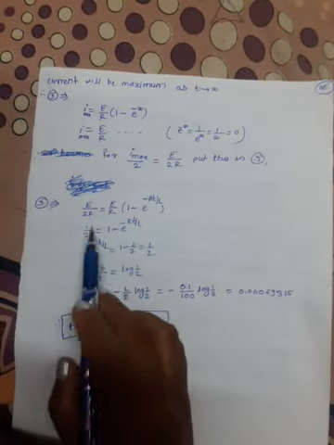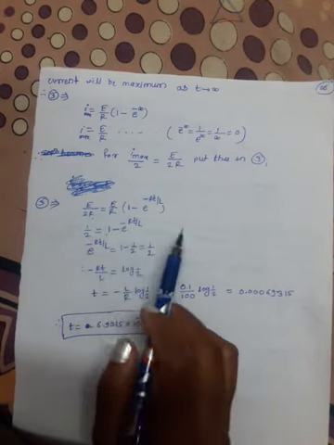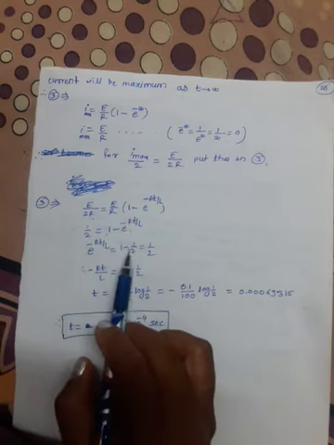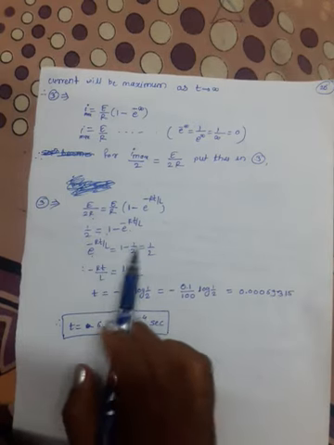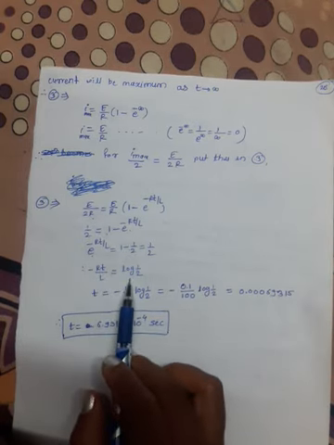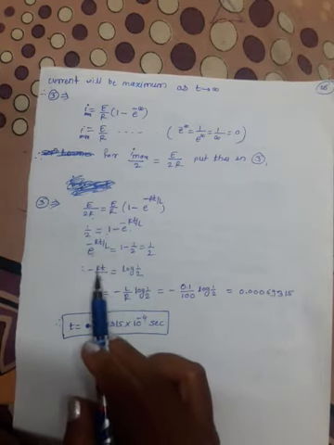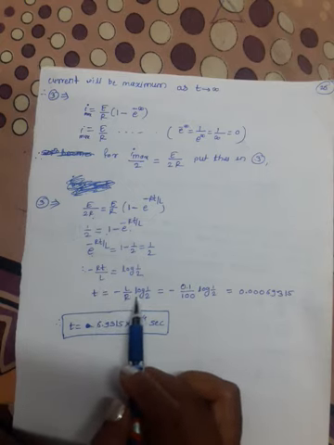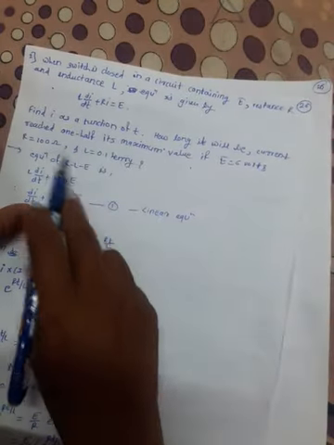Therefore by solving this, E upon R gets cancelled, half is equal to 1 minus e raised to minus RT upon L. Again, e raised to minus RT upon L becomes 1 minus half, which is half. Therefore, to cancel out this e, take log on both sides, we get minus RT upon L is equal to log 1 by 2. Now therefore t is equal to, taking R and L to the other side, minus L upon R log half.